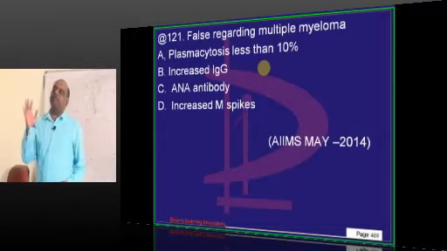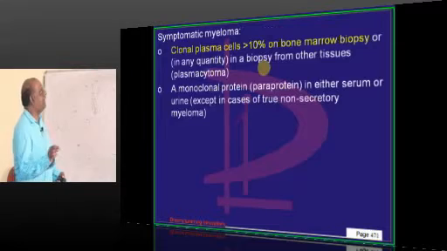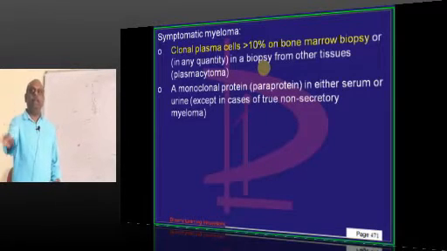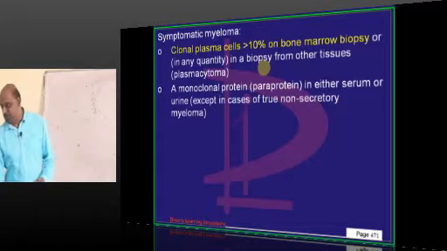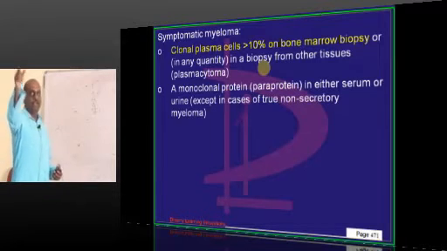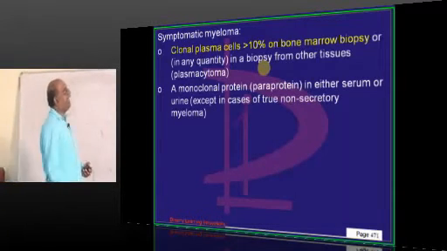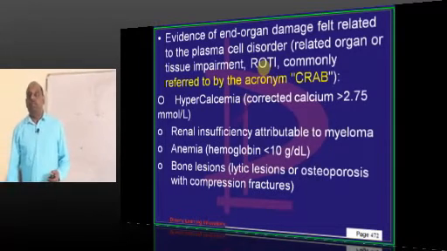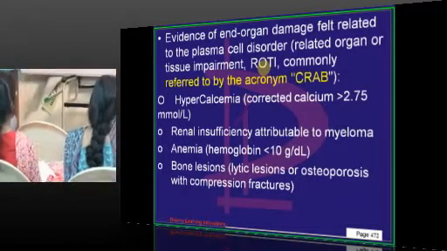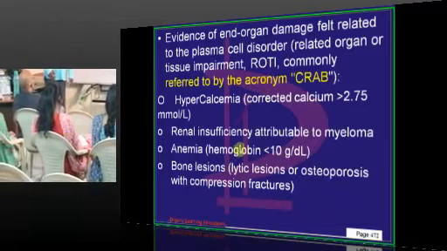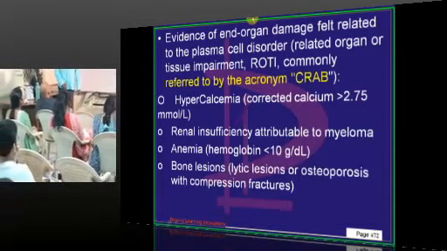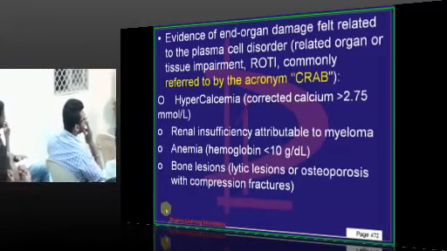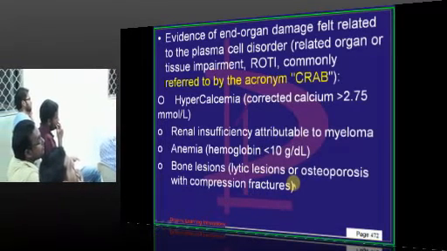What is the definition of multiple myeloma is a common question of the examiner. Clonal plasma cells more than 10% is the golden figure, which you should not forget, which defines symptomatic myeloma. Along with that, any evidence of end organ damage, you can remember with the acronym CRAB. C for hypercalcemia, R for renal insufficiency, A for anemia, B for bony lesions, which are lytic bony lesions.